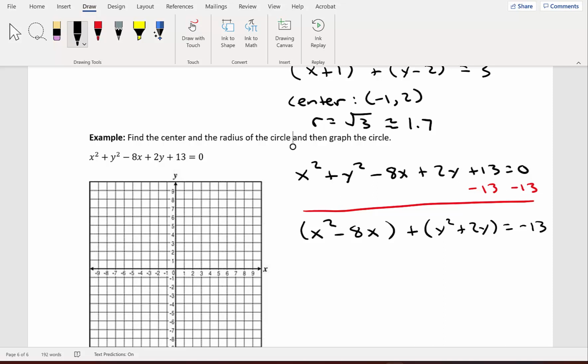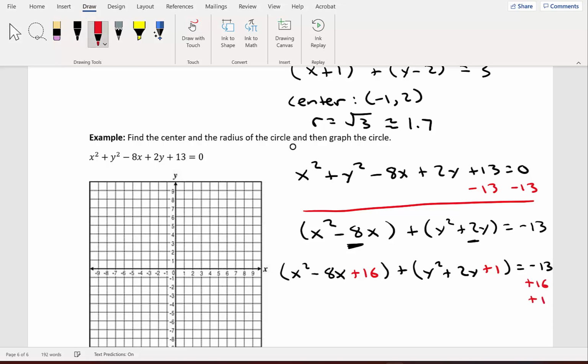And now we complete the square. So completing the square for my x's, I take half of 8, which is 4. And then I raise 4 to the second power. So 4 raised to the second power gives me 16. So I have to add 16 to both sides. Now for our y's, I have to take half of 2, which is 1, and then 1 squared, which gives me 1. So I have this is equal to negative 13. And then whatever we added on the left-hand side, we have to add to the right-hand side. So I added a 16, I also added 1.